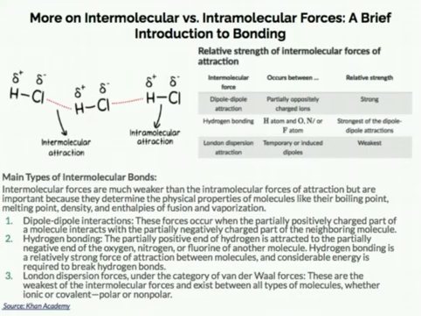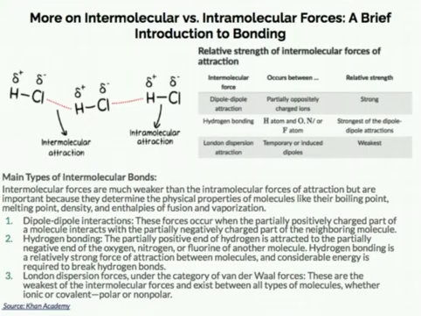Again, as we continue, this is some extra information that you don't need to memorize or worry about, but it is useful in case you're interested. There are main types of intermolecular bonds as well. If you remember, intermolecular forces are much weaker than the intramolecular forces of attraction, but they are important in determining the physical properties of molecules like their boiling point, melting point, density, and enthalpies of fusion and vaporization.